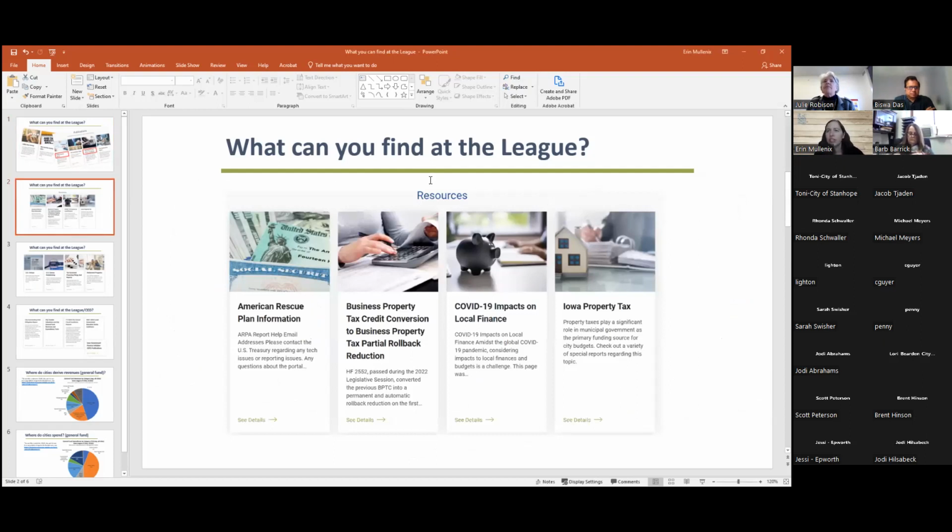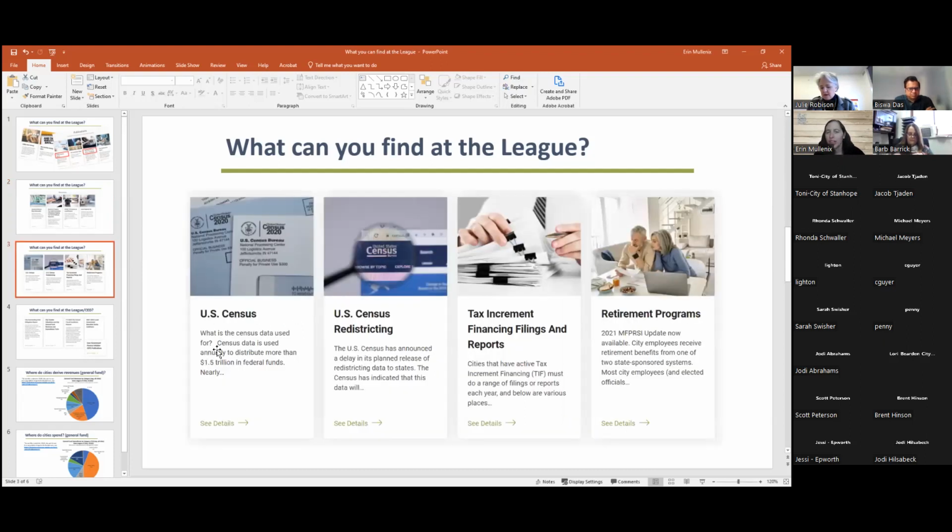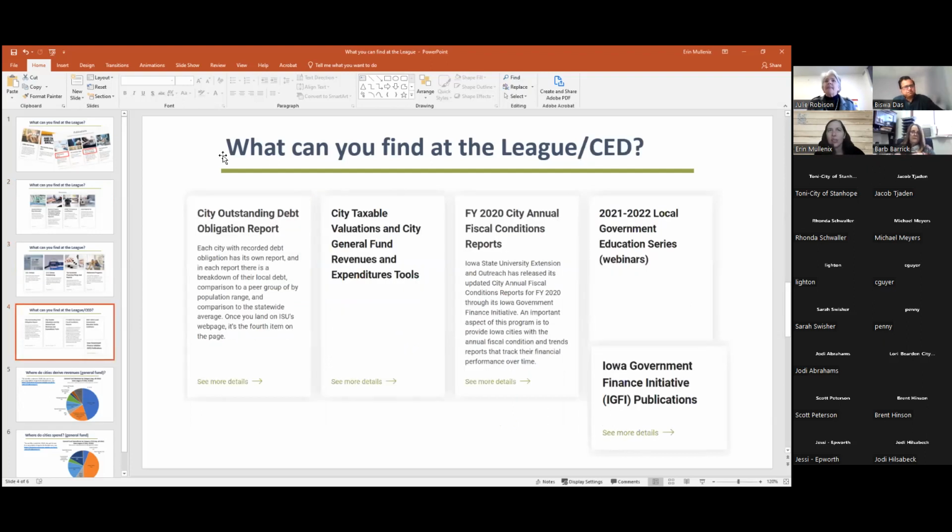Some of the other resources we have, if we go into the resources and research page: there's a lot of information you may have used for the American Rescue Plan, related to recent legislation, COVID and the impacts on the economy, and then property tax resources. Some of the other ones relate to census, which has been another big topic since the 2020 census, TIF, and retirement programs.